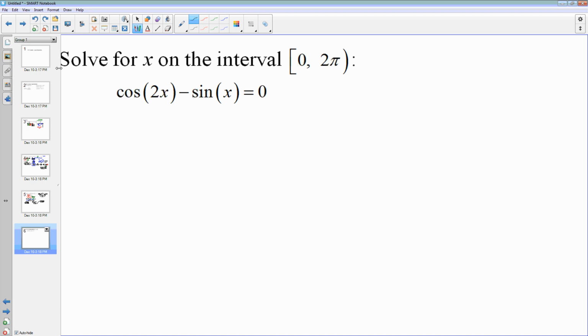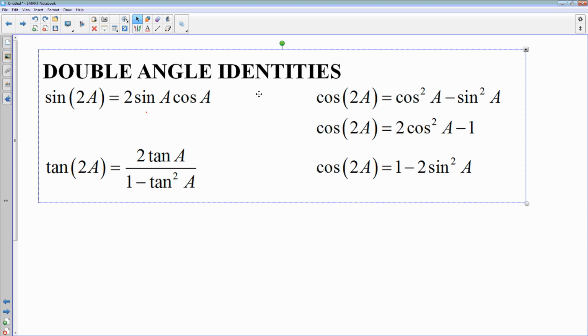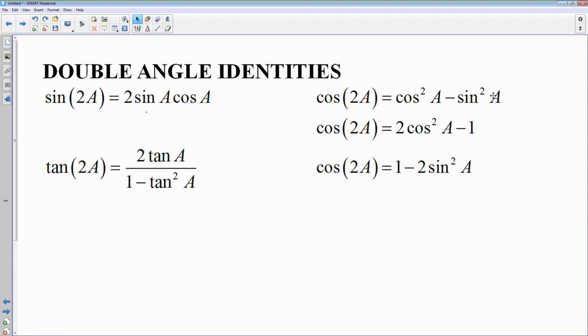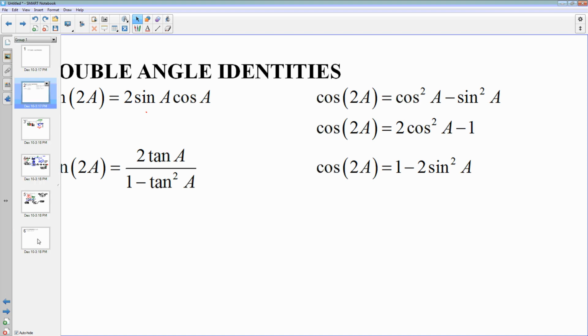So I'm going to go back and look at my identities for cosine of 2 times an angle, and we actually have 3 of them. I have cosine squared minus sine squared, 2 cosine squared minus 1, 1 minus 2 sine squared. Okay, so when I choose the angle, if you remember the equation, the only other trig function in the equation was a sine. So I'm actually going to choose 1 minus 2 sine squared theta. And again, I'm choosing that one because I like that it would give me only sines, and sine is what the equation originally had. So let me go over and look back at that equation.